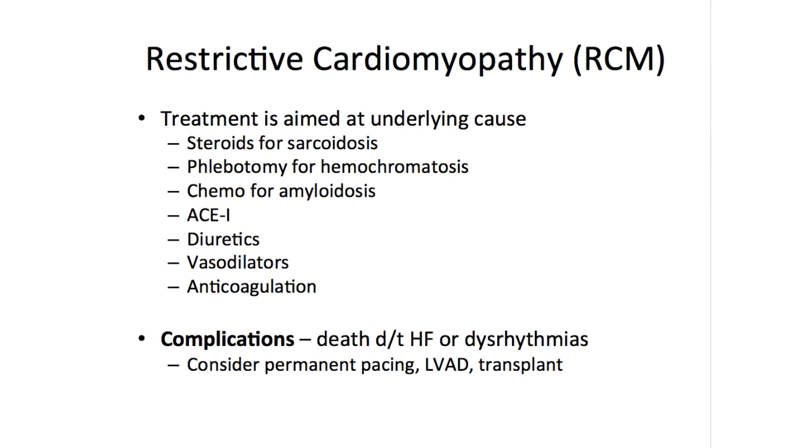Treatment is aimed at the underlying cause. The patient may require steroids for sarcoidosis, phlebotomy for hemochromatosis, chemotherapy for amyloidosis, and in general may require an ACE inhibitor, diuretic, a vasodilator, and anticoagulation. Complications of restrictive cardiomyopathy include death due to heart failure or dysrhythmias. In these patients, consideration for permanent pacing, a left ventricular assist device, or transplantation may be warranted.